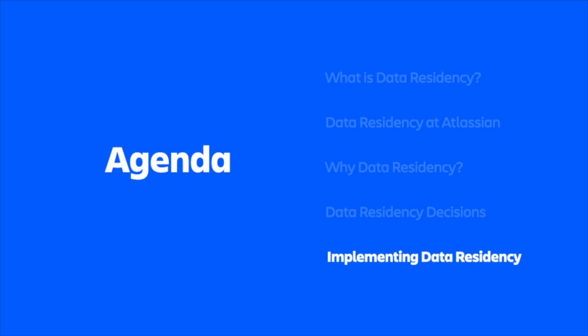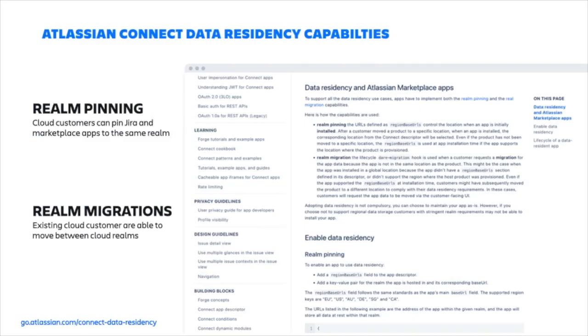So with the region selected and our scope of data defined, we need to begin the implementation. And so if you take a look at Atlassian's documentation, you'll see that to implement Connect data residency, there are two capabilities that you must implement: realm pinning and realm migrations. And this separation that Atlassian provided was the perfect place for us to break our implementation and allow us to focus on delivering these two capabilities separately. We first deliver realm pinning in September, and after that we move on to realm migrations.